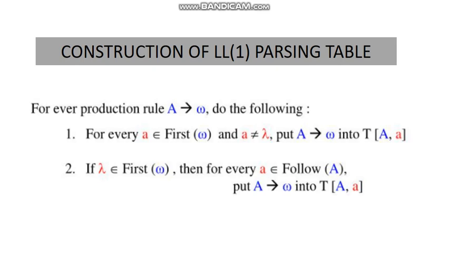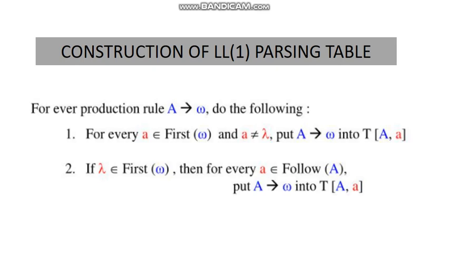For every production of the form A giving omega, do the following. First, you need to find the first of RHS, that is first of omega. And for every element a inside first of omega, where a is not equal to epsilon, here represented as lambda, put the production A giving omega into the parsing table entry T of A comma a.